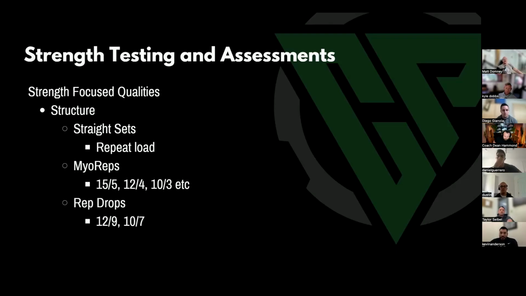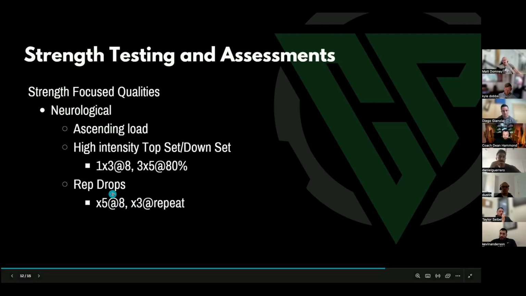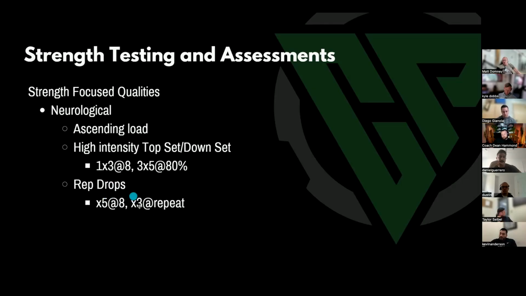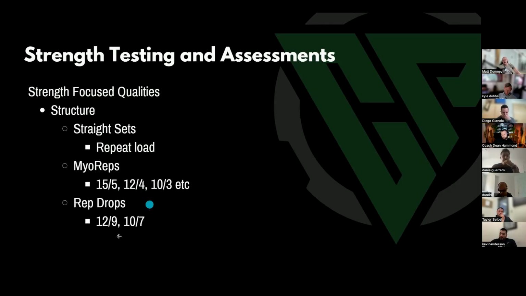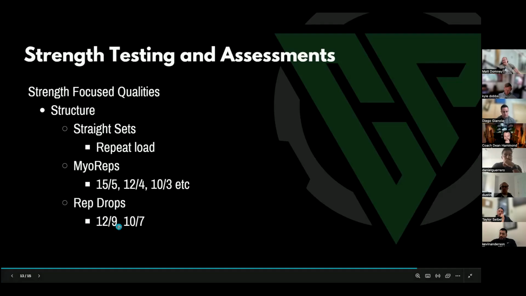Moving on to structure, this is where I'll typically start building out the next thing they're going to do. Straight sets are just repeating load, or changing it, within a certain rep range that I'll have them do. Myo-rep examples are 15s and 5s, 12s and 4s, 10s and 3s, 9s and 2s, whatever you want to do with that person, depending on the individual goal. And then individual rep drops at like 12, 9, 10, 7, right? Looking at the difference, we have rep drops here at a much lower volume and much higher intensity, and we have them here at a much lower intensity and higher volume.